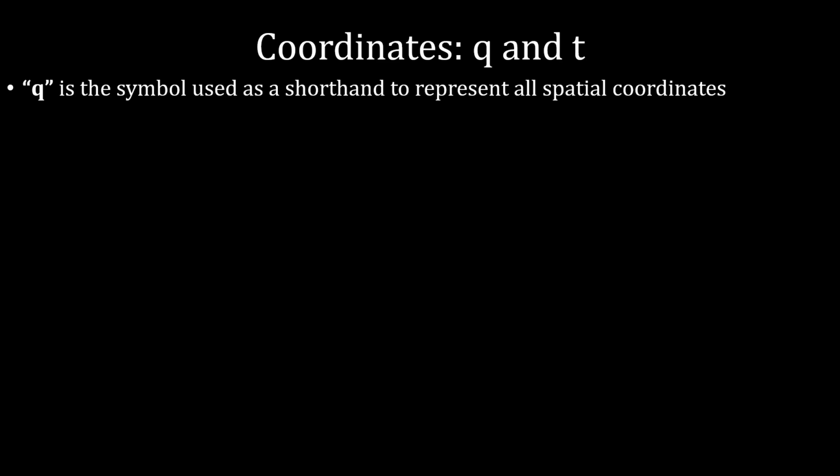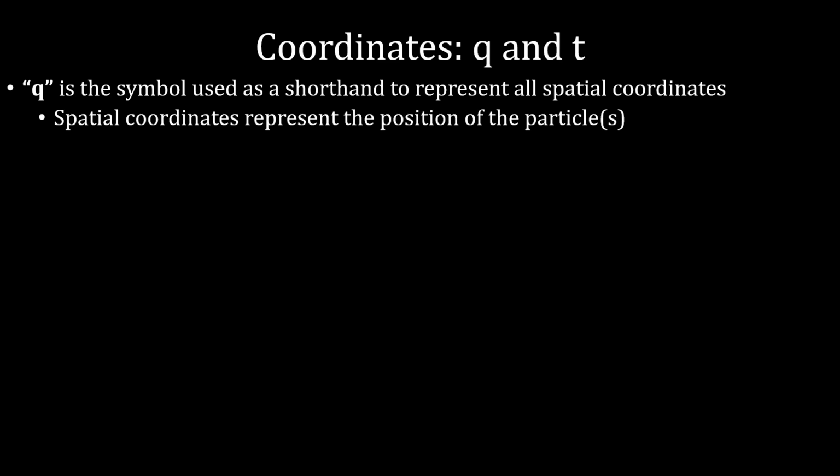So before we can look at what the postulate actually says, there's some groundwork we have to lay. First off, coordinates, which we're going to use Q and T for. Q is the generic symbol we use as a shorthand to represent all spatial coordinates. When we say Q, we're not necessarily talking about just one coordinate, but a collection of coordinates. And these coordinates give the spatial position, so essentially where our particle or particles is located.